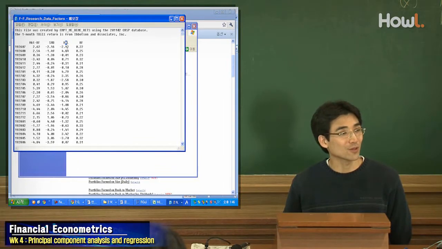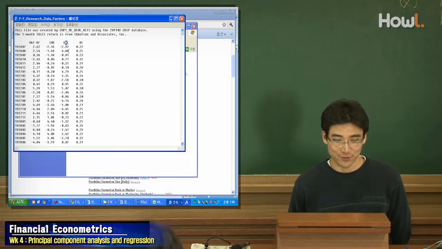Did you learn this basically? Did you learn the Fama-French 3 factors in another class? No. Did you take an investment class? Yes, but you didn't learn that.